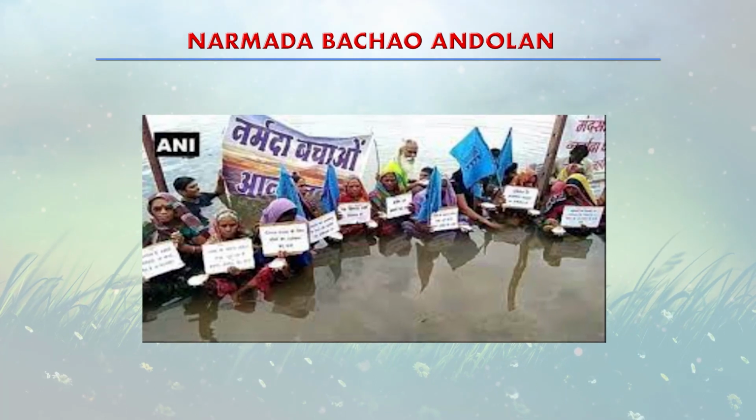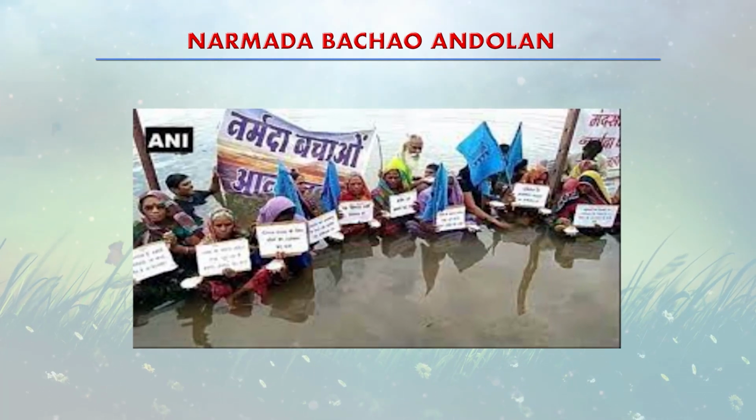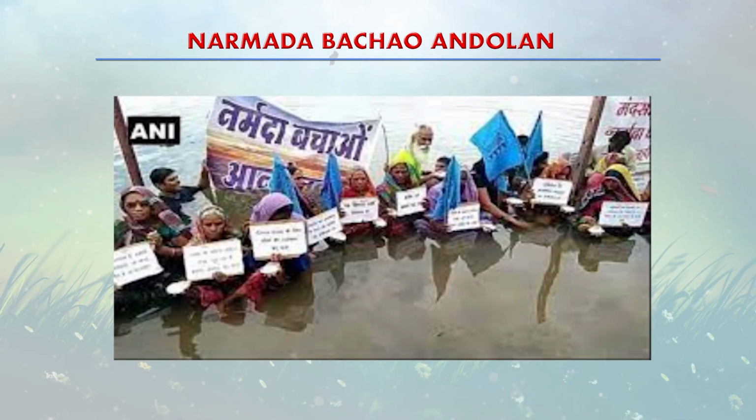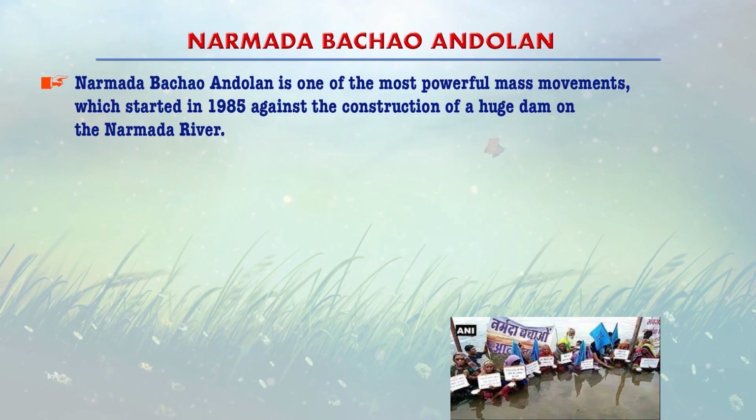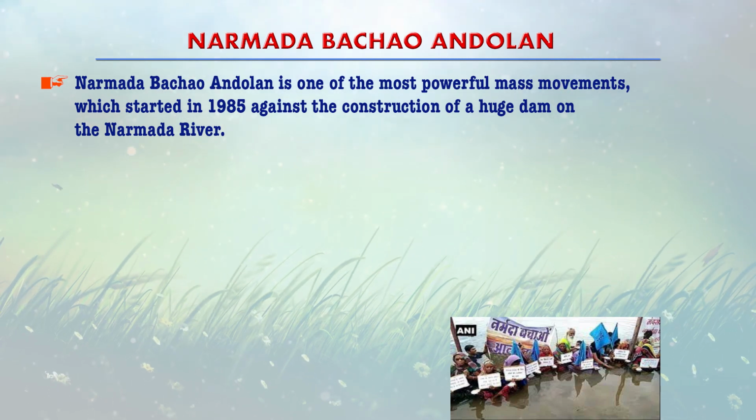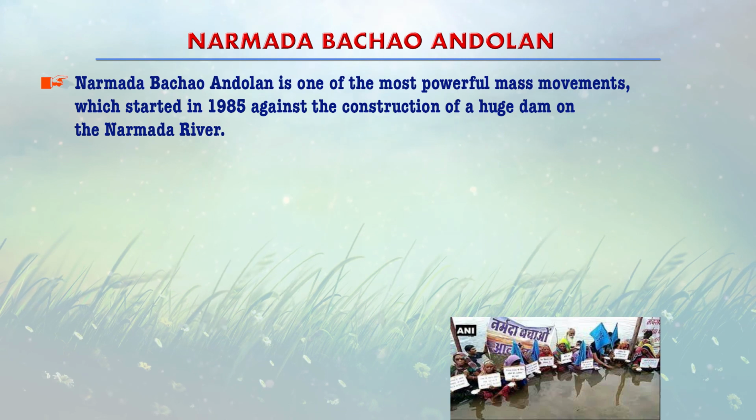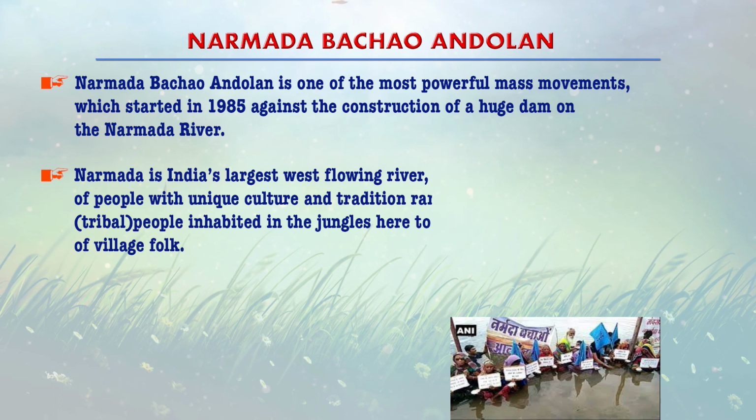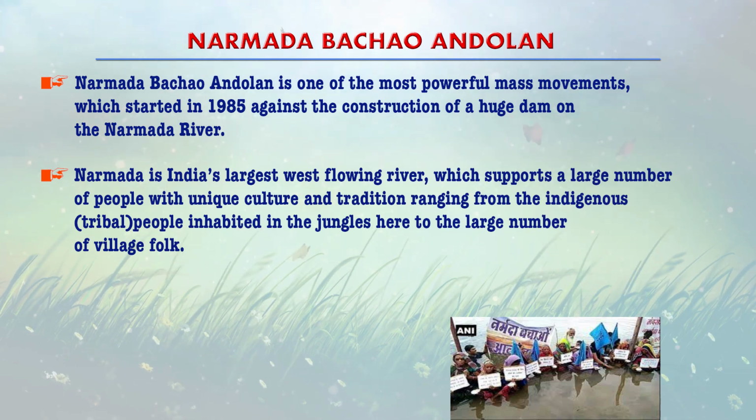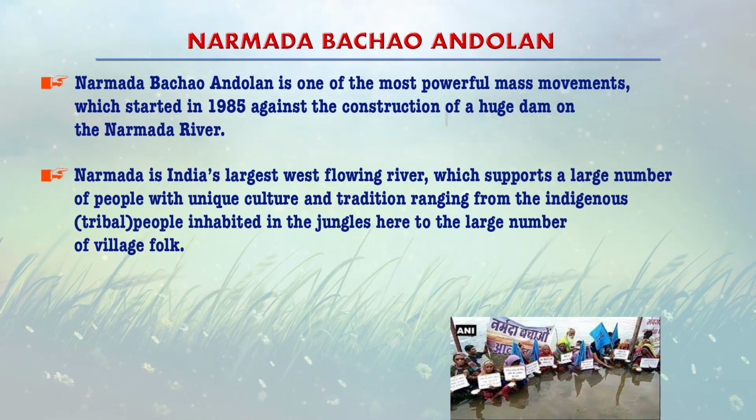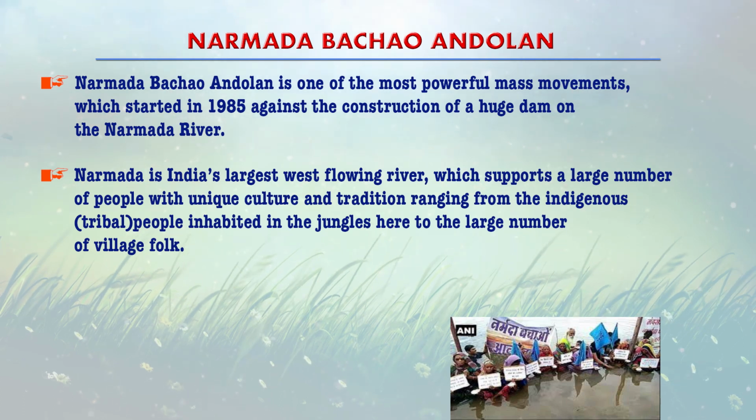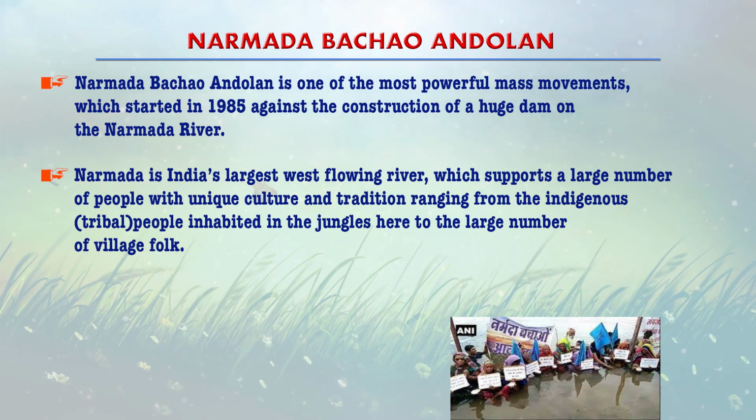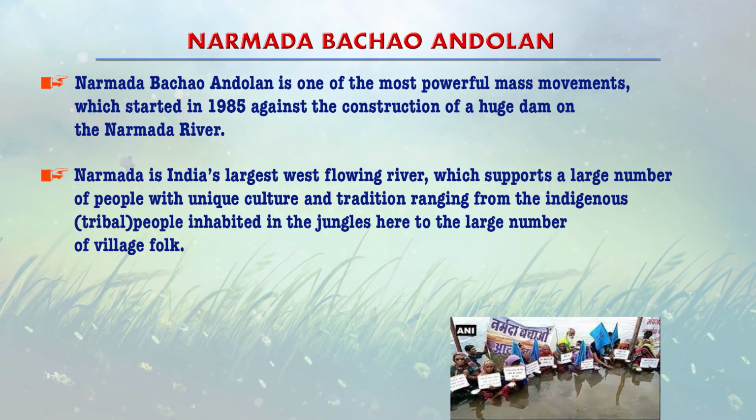Another very, very important path-breaking movement which has gained international traction is the Narmada Bachao Andolan. It is one of the most powerful mass movements of recent years, which started in 1985 against the construction of a massive dam on the Narmada River. The Narmada is India's largest west-flowing river and supports a number of people with unique cultural and traditional resources, ranging from indigenous or tribal people who live in the jungles here to a large number of village folks.